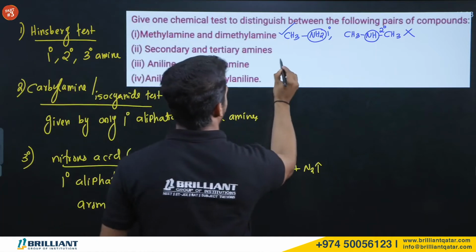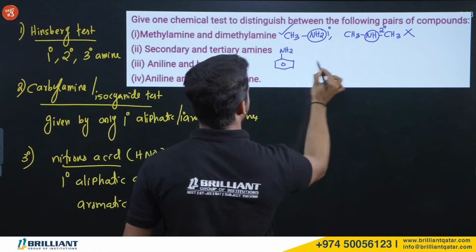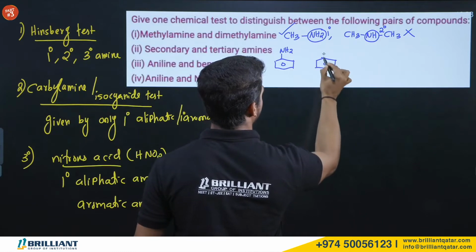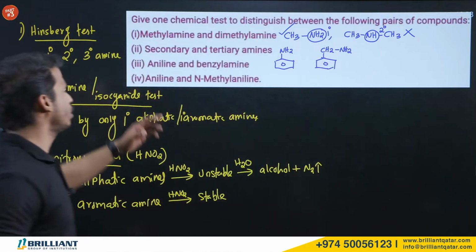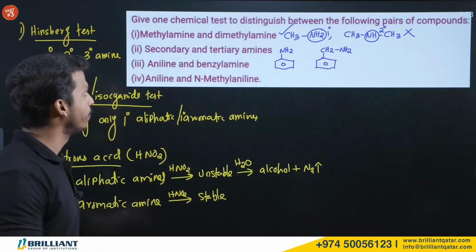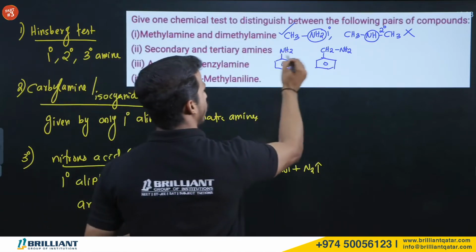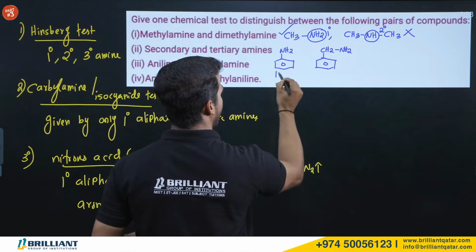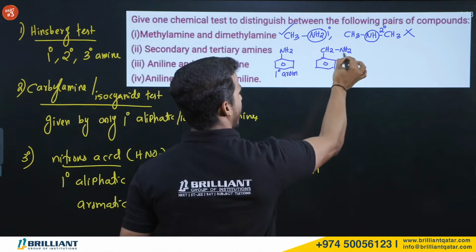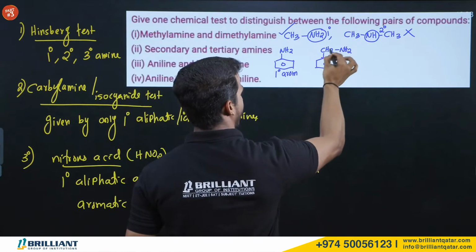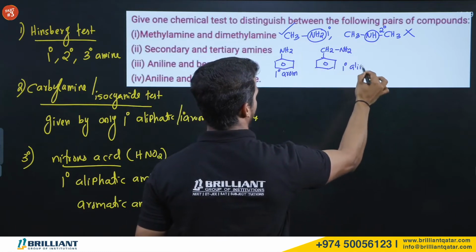Aniline and benzylamine. What is aniline? Benzene with NH2 is called aniline. And benzene with CH2 and NH2 is called benzylamine. How we can distinguish between aniline and benzylamine? Dear all, aniline is an aromatic primary amine. NH2 group is there and nitrogen is connected to the aromatic ring. What about benzylamine? It's a primary aliphatic amine because nitrogen is not directly connected to the benzene ring, but to an alkyl group.